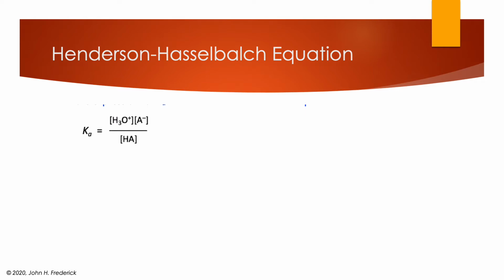I want to start by introducing the Henderson-Hasselbalch equation. Now, we're already familiar with the weak acid constant, Ka, and it's given by the concentration of hydronium ion times the concentration of A- divided by the concentration of the undissociated weak acid. Now, we can make some very simple mathematical manipulations of this equation to get another more useful form.